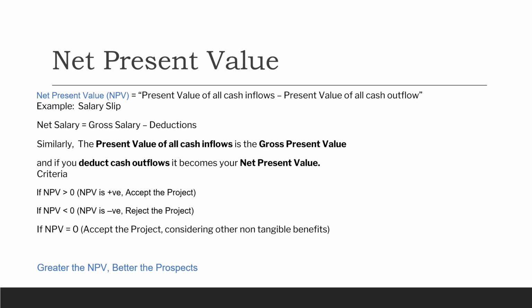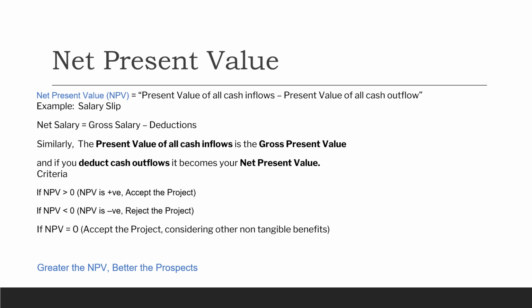They may also deduct for PF, like that. So similarly, the present value of cash inflow is the gross present value, and if you deduct the cash outflow, it becomes your net present value. So cash inflow minus cash outflow. There are some criteria when we consider this NPV.